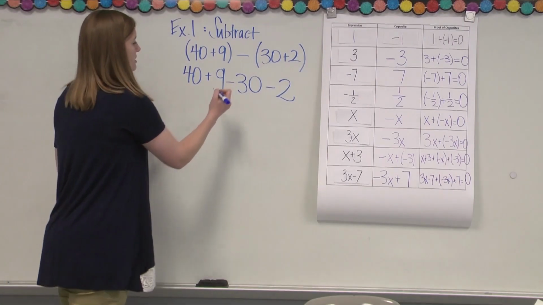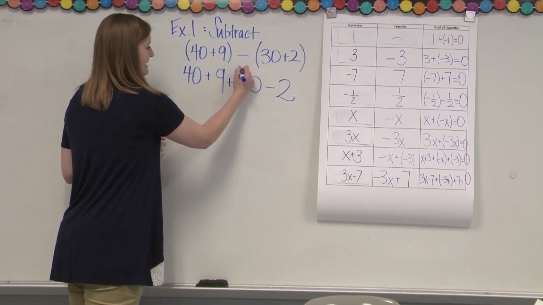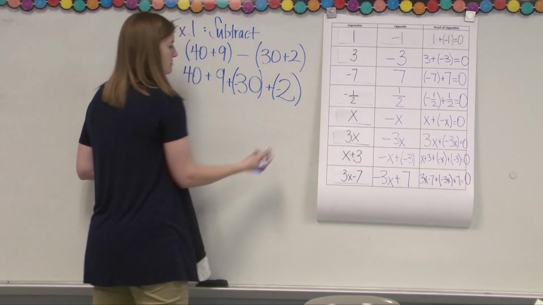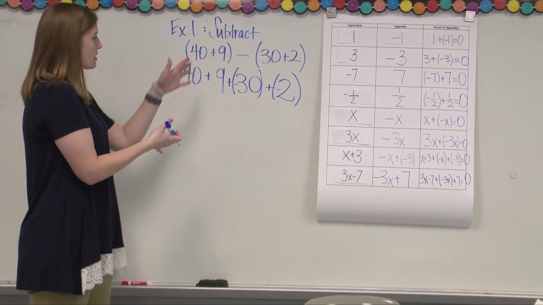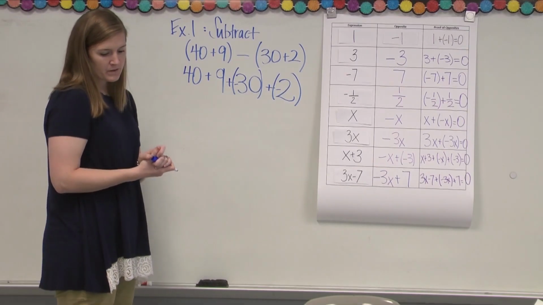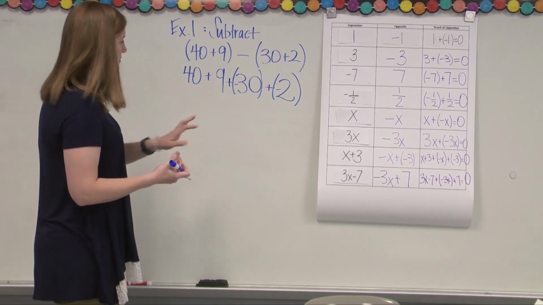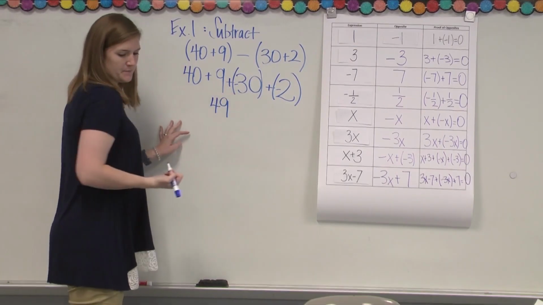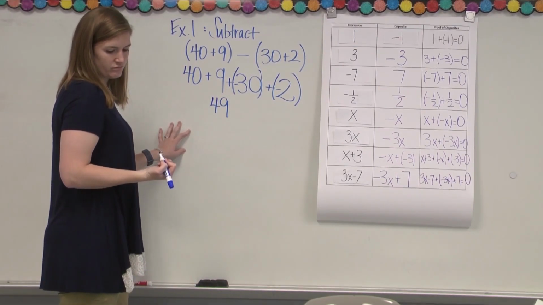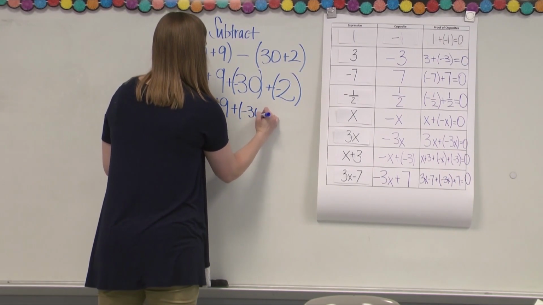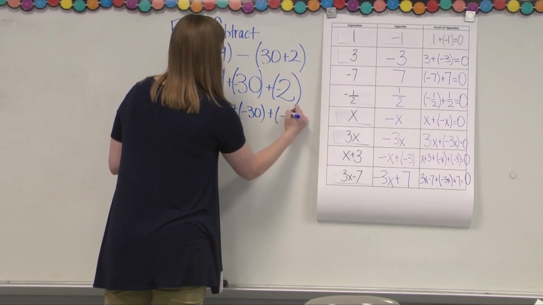Keep in mind that another way you can write that is to be adding negative 30 and to be adding negative 2. So we're doing the opposite here. We're adding that negative 30 and we're adding the negative 2 there. And so putting those things together, 40 plus 9, 49, plus negative 30 plus negative 2.